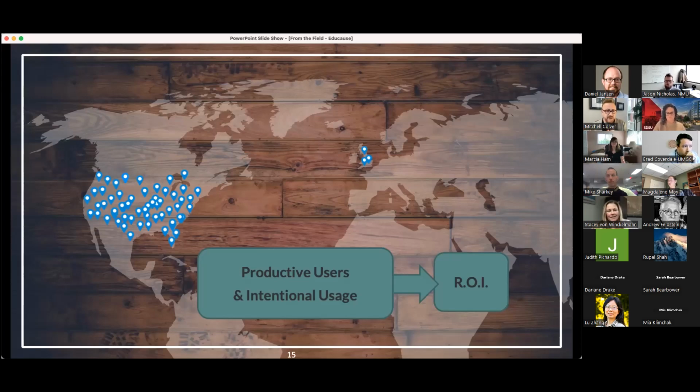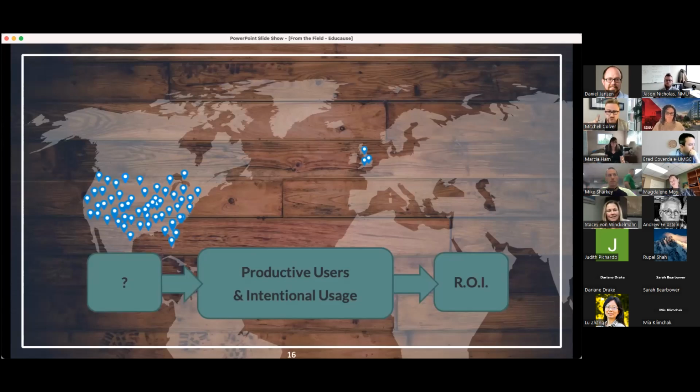It's a great recipe for analytics usage. Here's the kicker. Productive users and intentional usage are predicated on something else entirely. It is true that by now, in the 50 schools that I've helped do the ROI process in the last 18 months, we do not find ROI unless we have evidence of productive users and intentional usage.